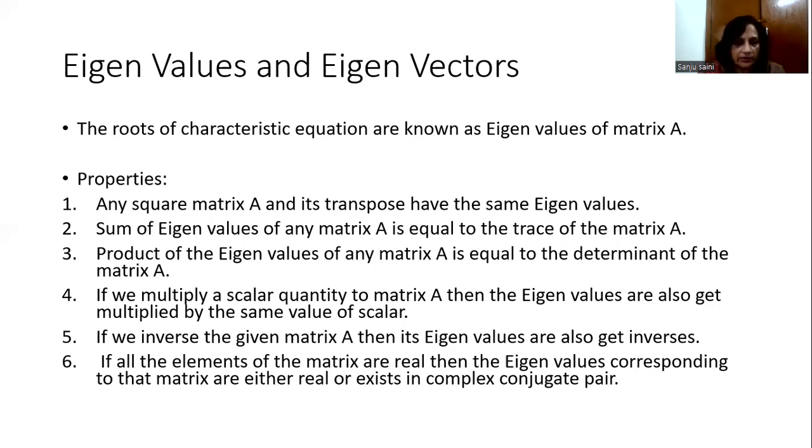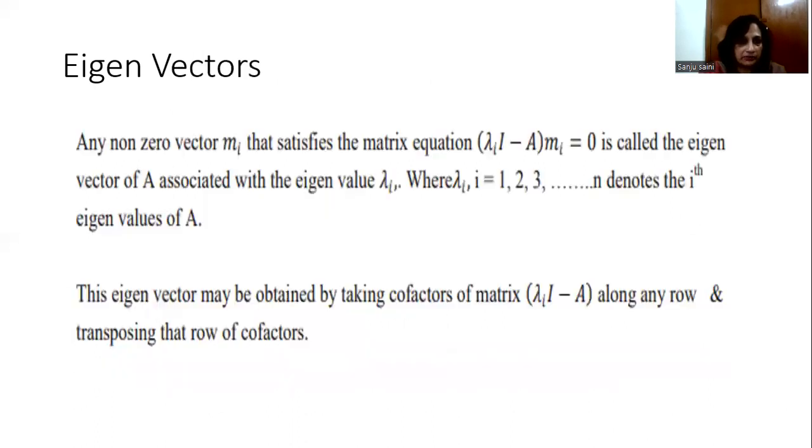And if all the elements of a matrix are real, then the eigenvalues corresponding to that matrix are either real or exist in complex conjugate pairs. Because eigenvalues are the roots of the characteristic equation, it's very important to determine these values. Then we have the eigenvector.